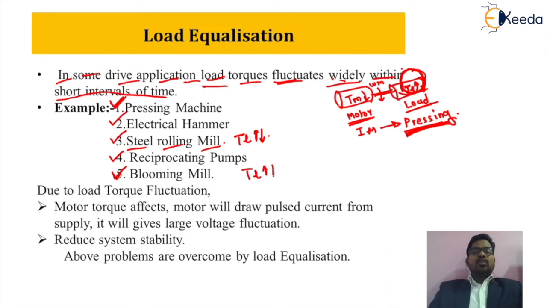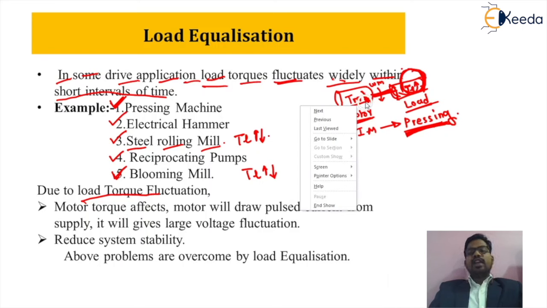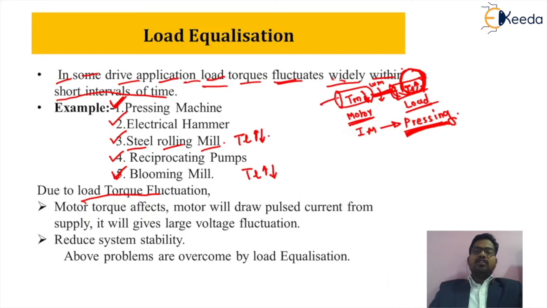When the load torque fluctuates, obviously the motor torque will also change. Because the motor torque and load torque are connected to each other, if the value of the load torque changes, the value of the motor torque will change. So the motor will draw a pulsed current from the supply, and due to the pulsed current, voltage fluctuation will occur. That will be the effect of the load torque fluctuation.